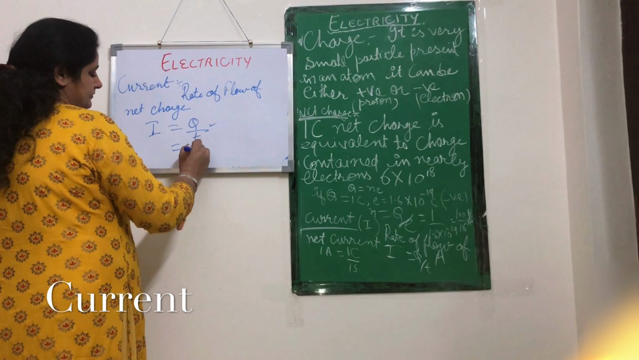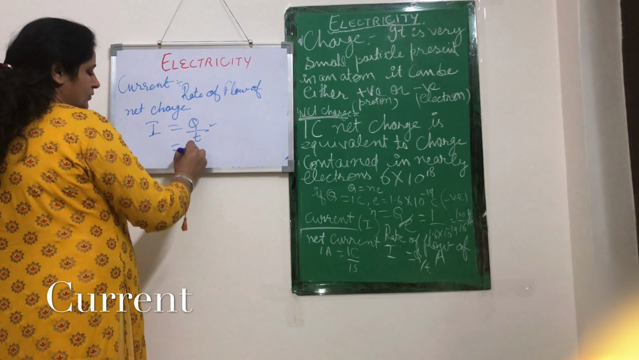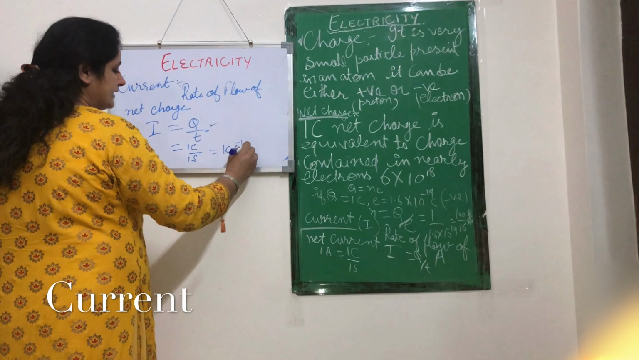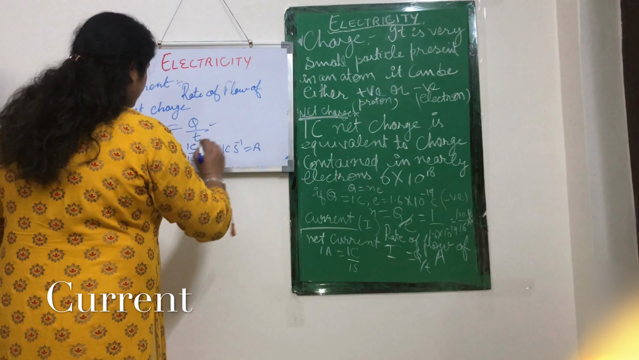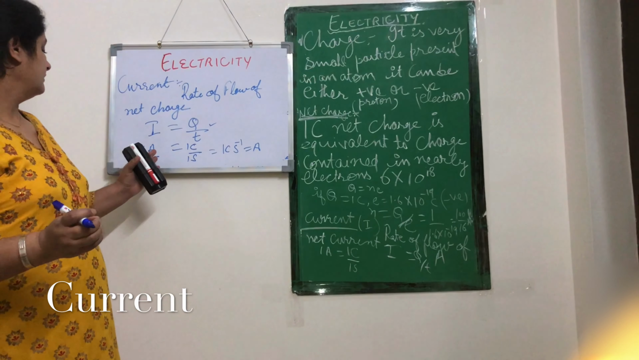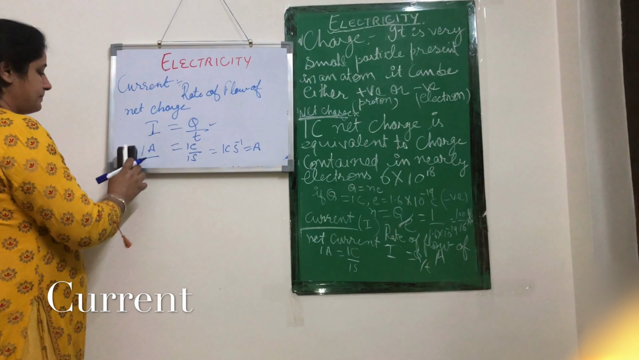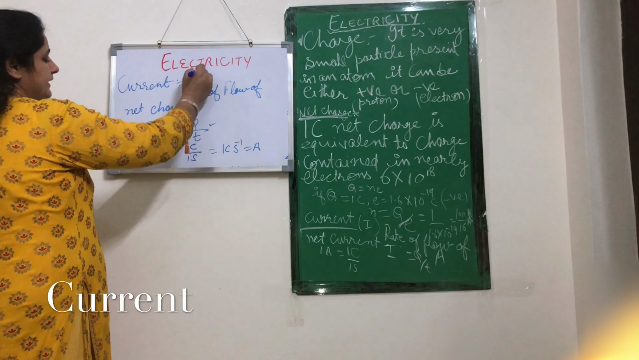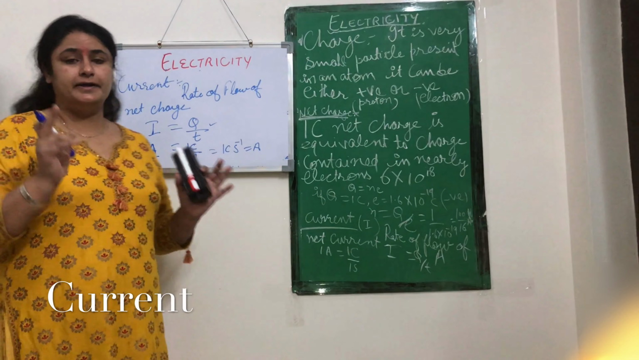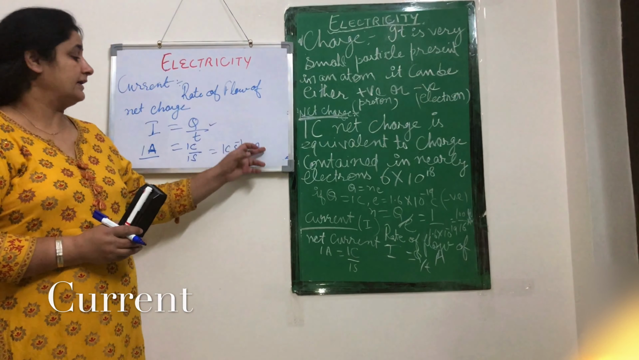Let the unit of net charge be coulomb and unit of time be second. 1 coulomb per second is always equal to 1 ampere. So from here we can understand the unit of current, that is ampere. So 1 ampere is denoted by capital A. Unit for current is 1 ampere, denoted by capital A, that is equal to 1 coulomb per second.